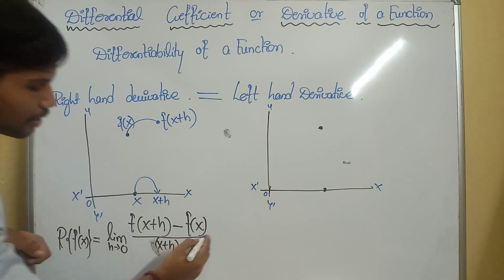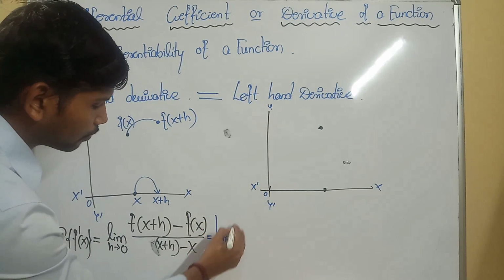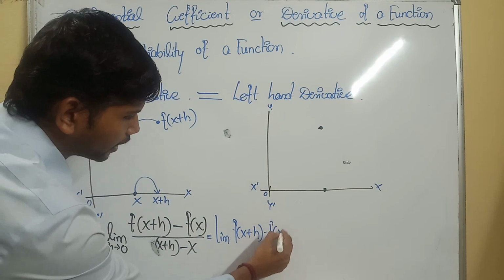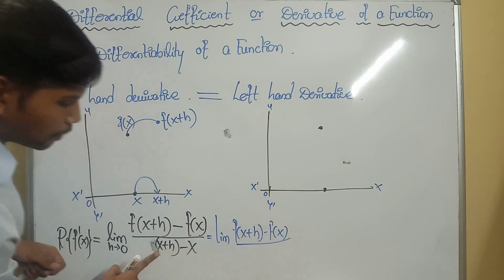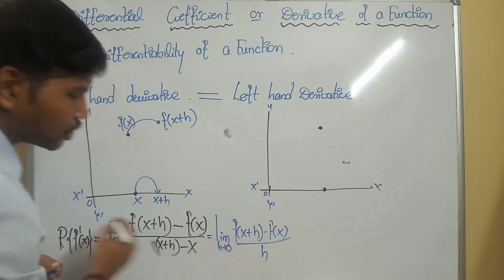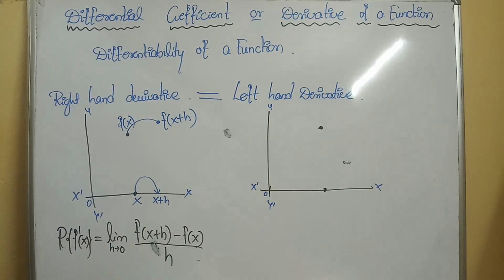Then in this particular part, one more step I have to write here. It is the limit of f of x plus h minus f of x divided by h, as plus x minus x cancelled, h tending to 0. Okay? Whether you understood? Plus x minus x cancelled. Okay, this is the particular definition for the right hand derivative.